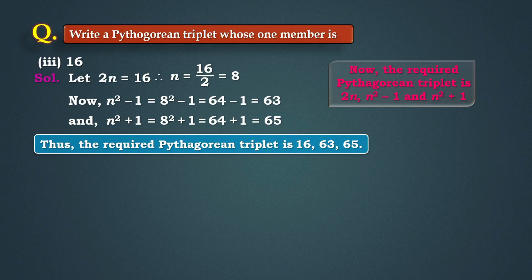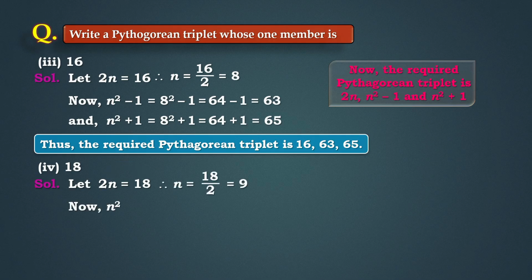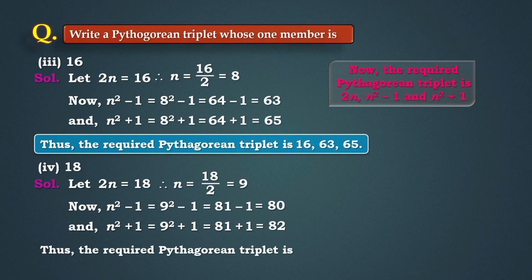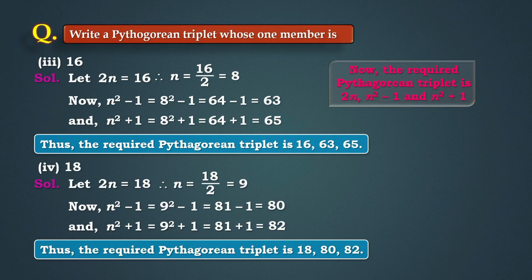Now second case, the number is 18. Let 2n be equal to 18. So n becomes 9. Now calculate. n square minus 1 is 81 minus 1, which is 80. n square plus 1 is 81 plus 1, which is 82. So, the required Pythagorean triplet is 18, 80 and 82. Keep practicing more such questions to gain confidence.